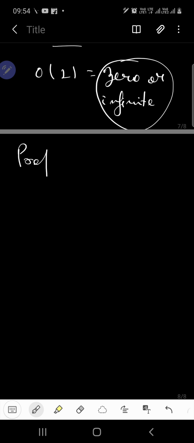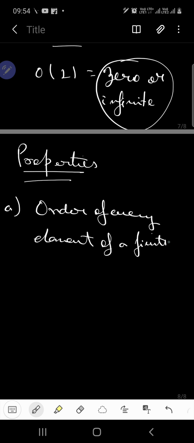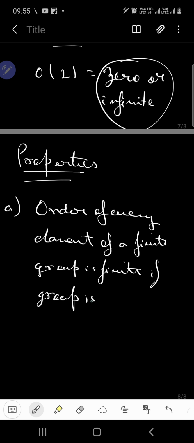Properties. So what are the properties of the order of an element? The first one is that the order of every element of a finite group is finite if the group is cyclic.